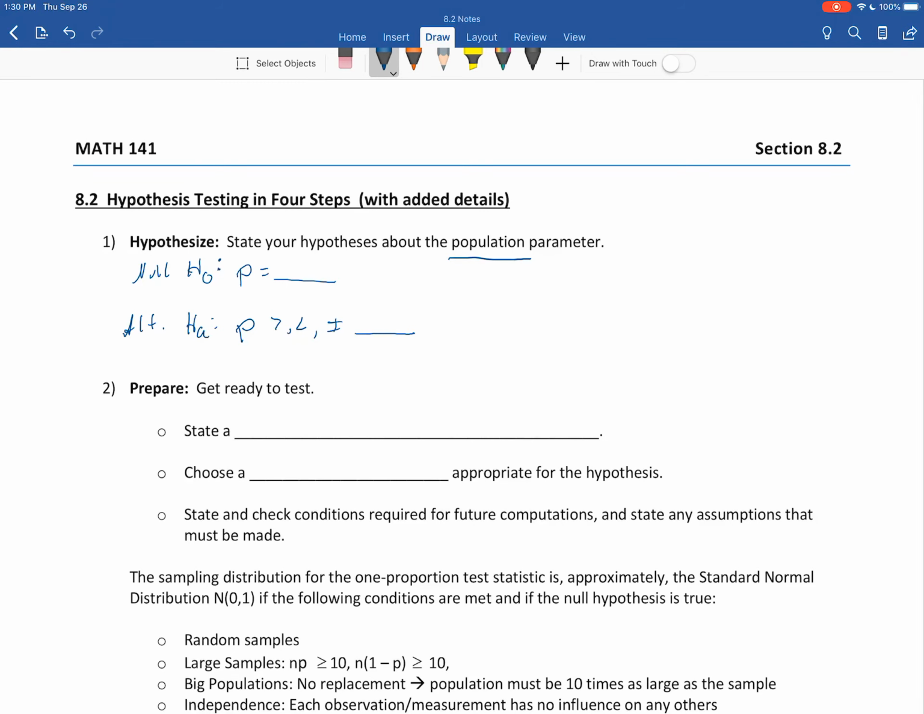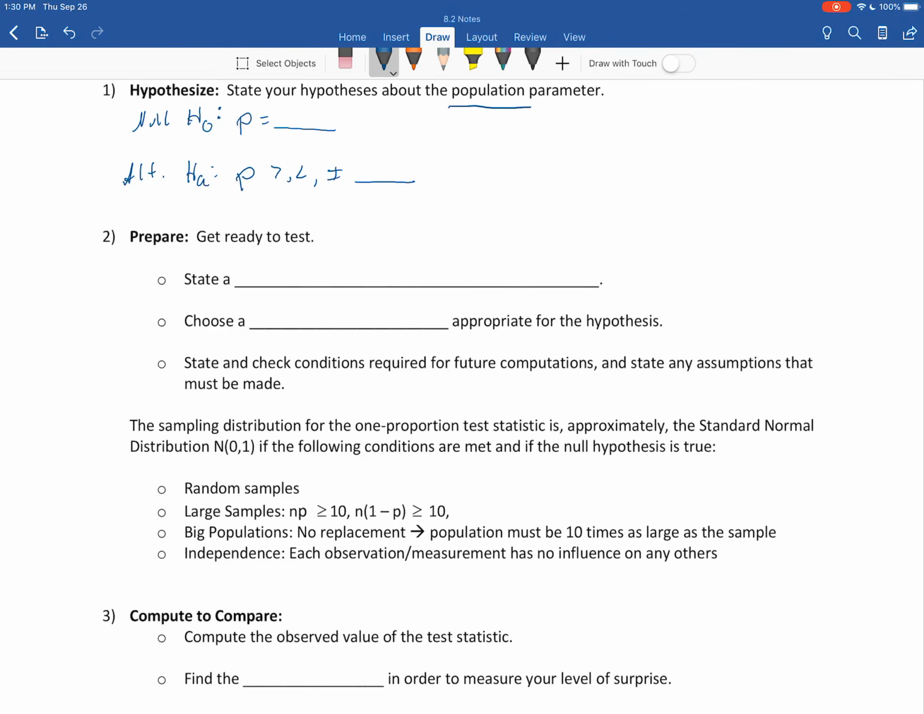Okay, then as we get prepared, we get ready to actually perform our hypothesis test. We always want to make sure that we state our significance level. And remember that the alpha equals 0.05 is the standard level. But we could change that if we wanted to, or you just need to pay attention to what they tell you to set it as. Usually they use 0.05.